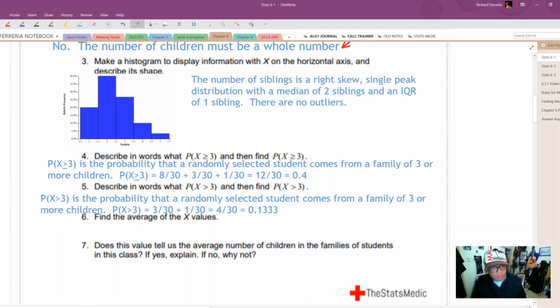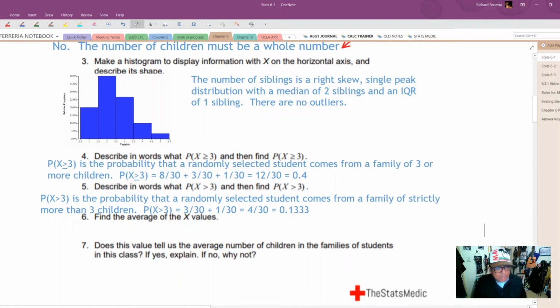What about describing in words the probability X is greater than 3, and then finding that? The probability that X is strictly greater than 3 is the probability that a randomly selected student comes from a family of strictly more than 3 children. So now we're not going to include 3. The probability is 3 out of 30 plus 1 out of 30, which is 4 out of 30, or ultimately 0.1333. Remember, that's the probability of 4 plus the probability of 5.